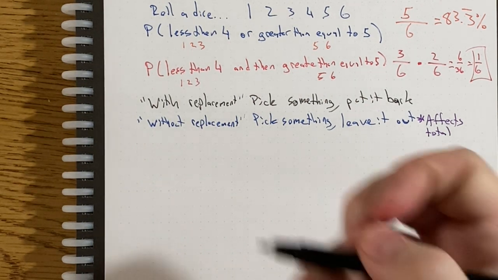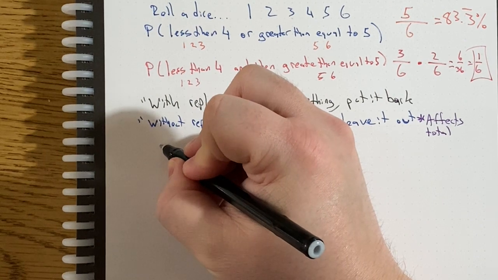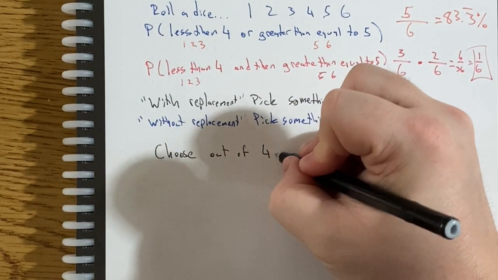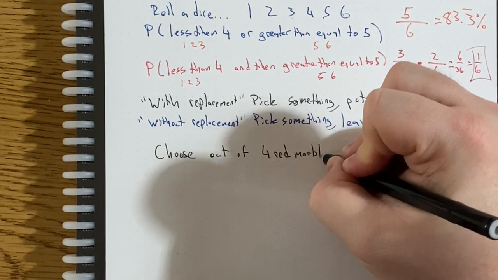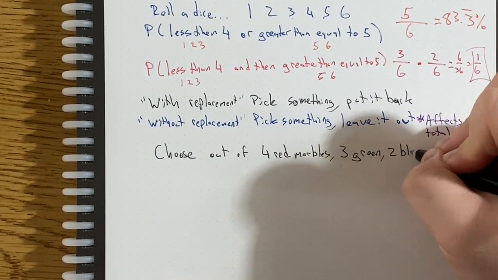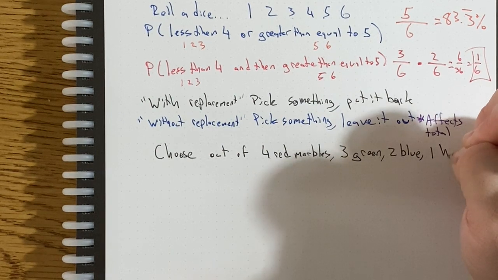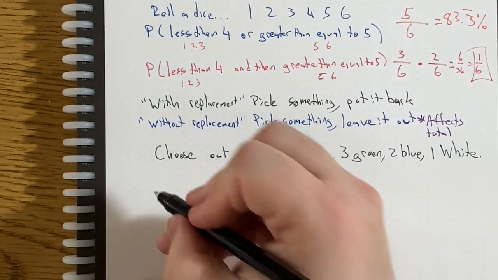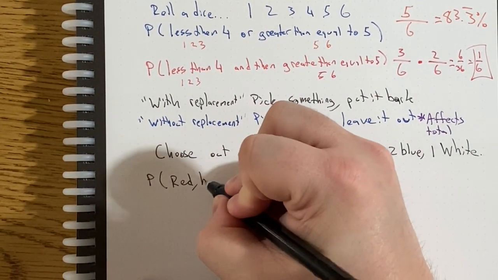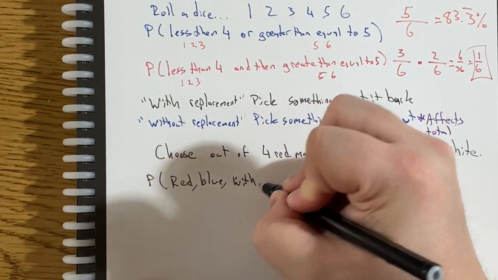Okay. So they like to do like marble questions sometimes. Let's say I choose out of 4 red marbles, 3 green, 2 blue, 1 white. Right? I could say, what's the probability of red, blue with replacement?